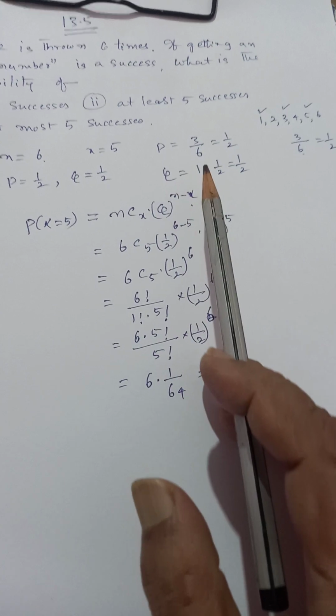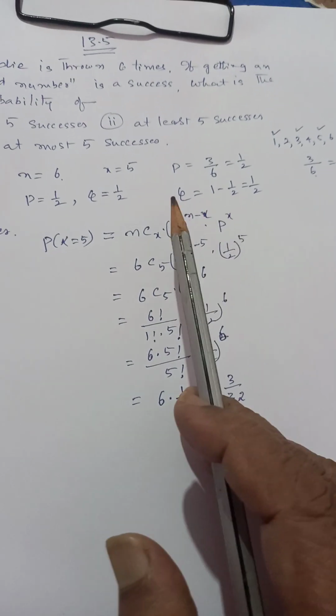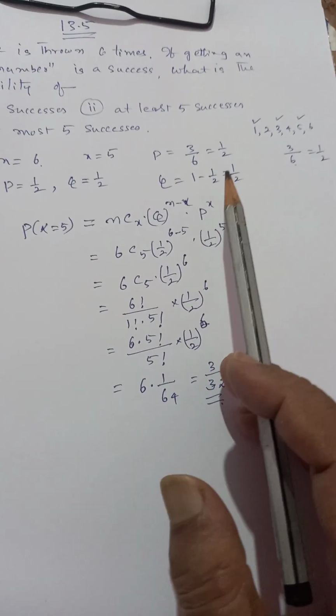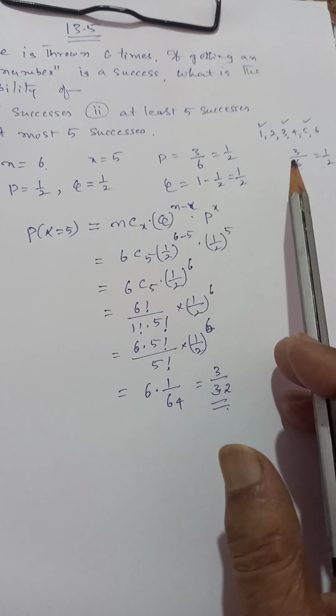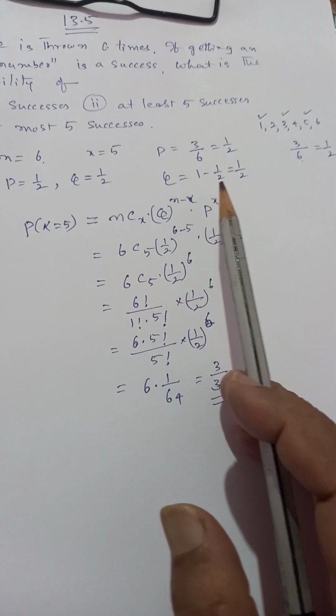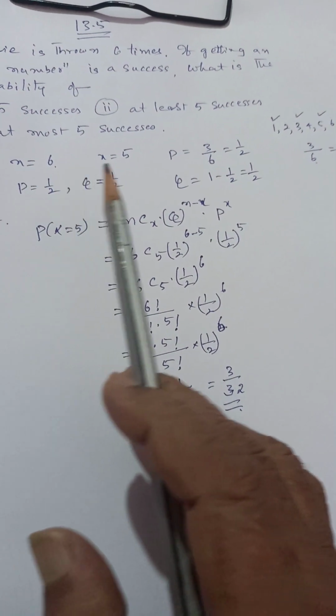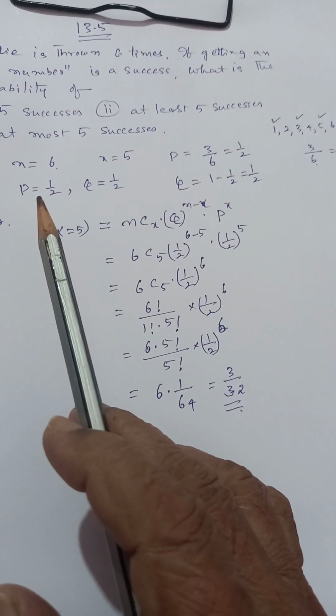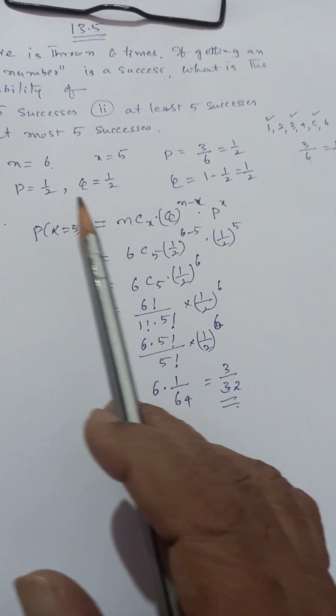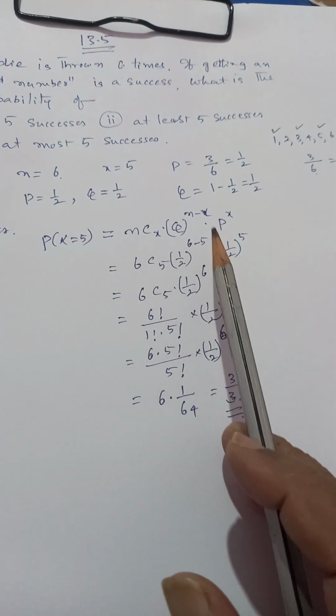Now Q is equal to 1 minus half. Q is the probability of not getting an odd number. So that will be 1 minus half, that is again half. So we get to know these values: n is equal to 6, x is equal to 5, p is equal to half and q is equal to half. Finally we have a formula here.